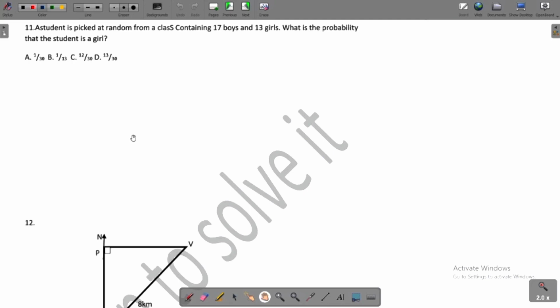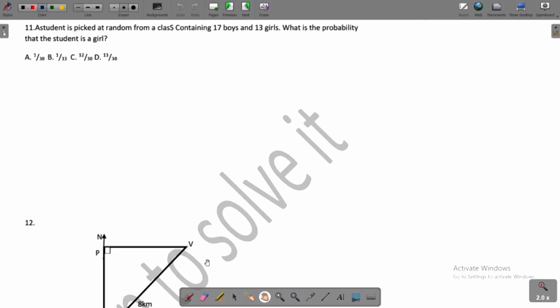A student is picked at random from a class containing 17 boys and 13 girls. What is the probability that the student is a girl? So this is talking of probability. And for probability, there's a format you should have in your head if you are solving it.